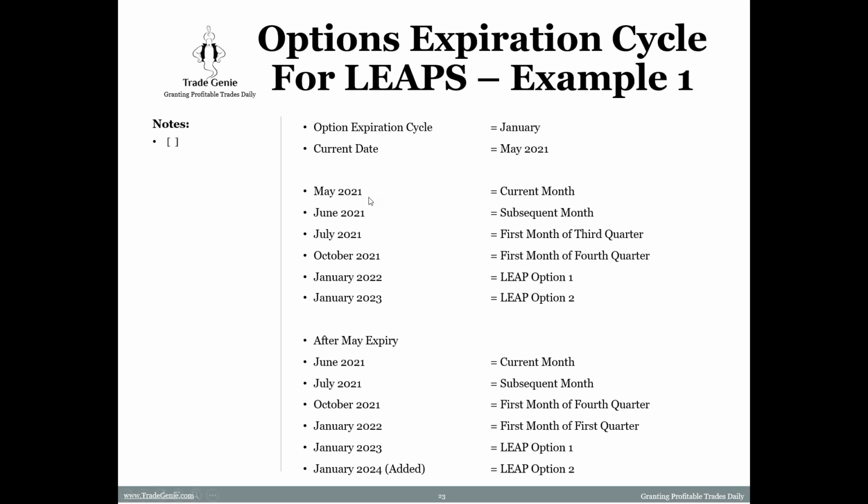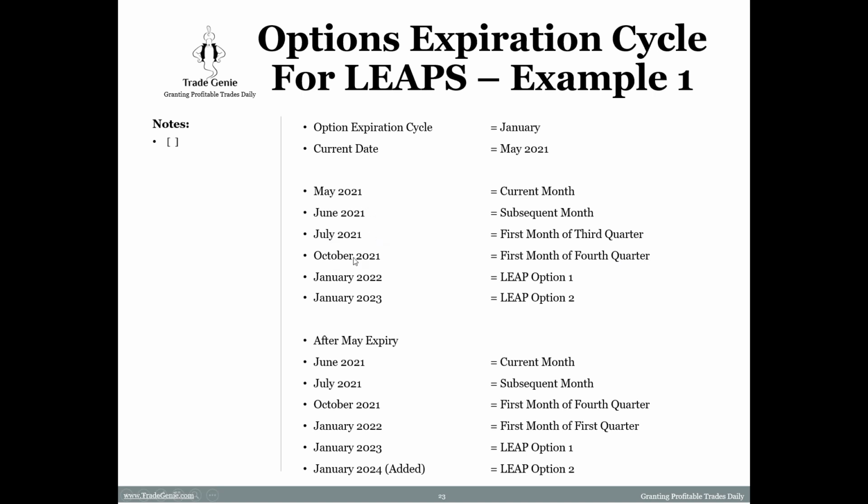So the current month is May, the subsequent month is June, and then we need 2 extra months based on the cycle. If the stock belongs to the January cycle, then July is the first month of the third quarter. So after June, we look for the first month of the next quarter, which is July. Then the first month of the fourth quarter is October. So you would see May, June, July, and October.